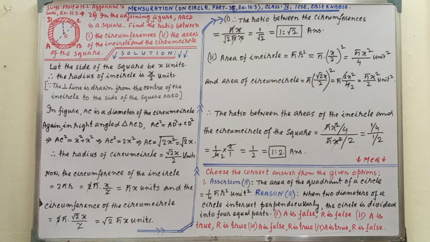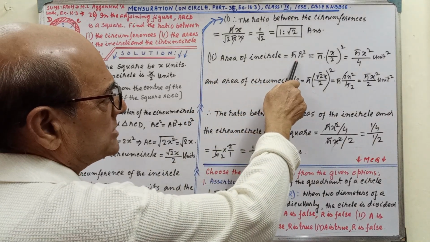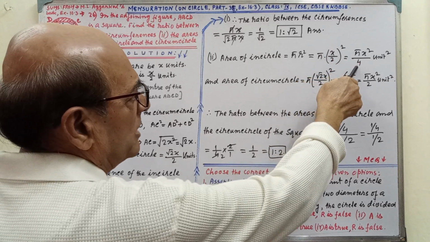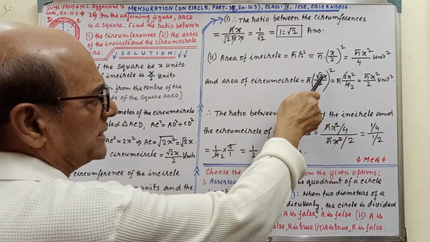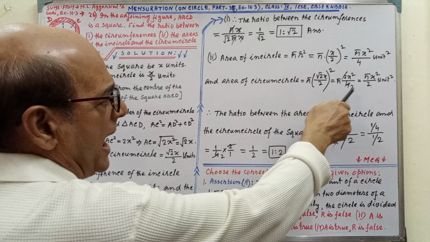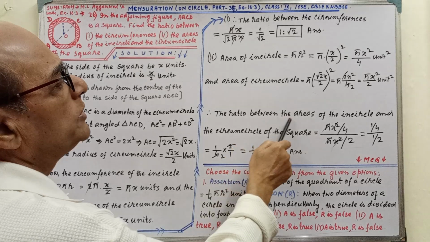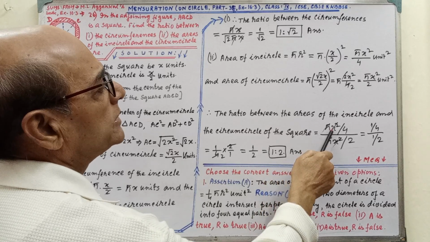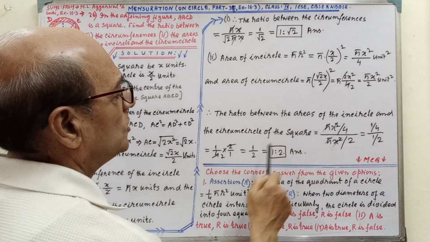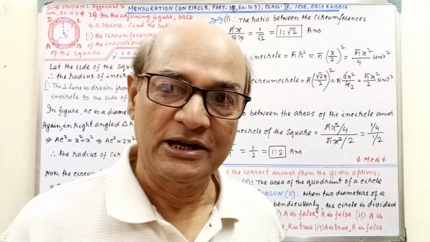Next part, we have to find out the ratio of the areas of the incircle and circumcircle. Therefore, area of incircle is pi r square, value of r is x by 2, by simplifying we are getting pi x square by 4 unit square. Similarly, area of circumcircle, by putting the value of r and simplifying, we are getting pi x square by 2 units. Therefore, the ratio between the areas of the incircle and circumcircle of the square, by putting the areas and simplifying, we are getting finally 1:2. This is the answer. If you follow the steps attentively, easily you will understand.